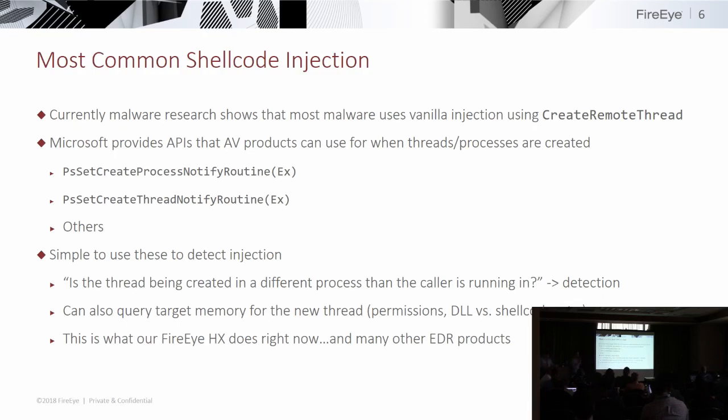To give you some examples of how it's done, for example, if a thread is being created by a different process and the caller is running, obviously that's an easy detection. Same thing with you can target or query target memory for a new thread.